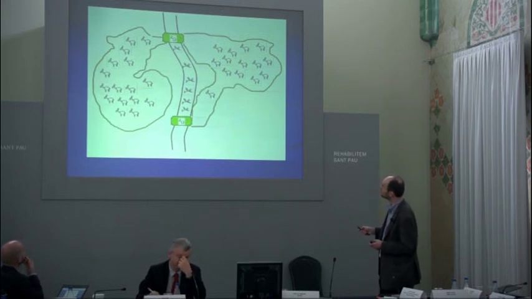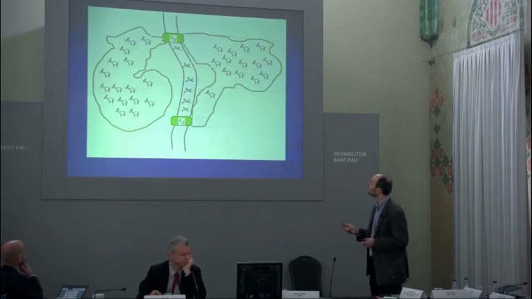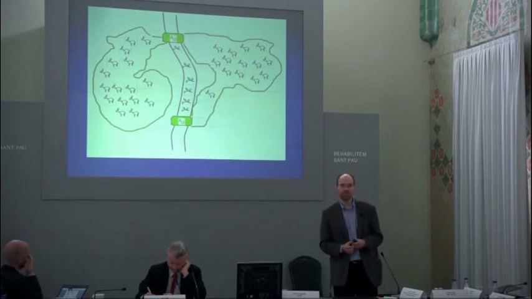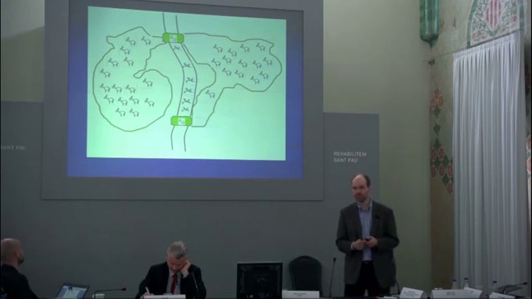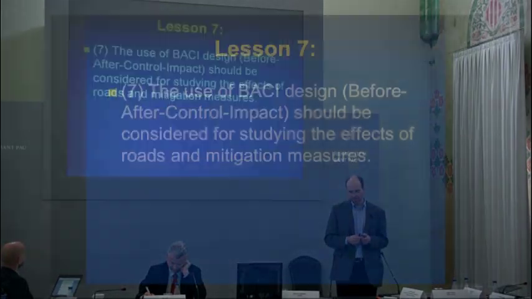Maybe road mortality is still going on if the road is not fenced, and you may invest money in these connections, but you may not know if the population is viable. So that is an additional thing to consider for monitoring the success of mitigation measures.